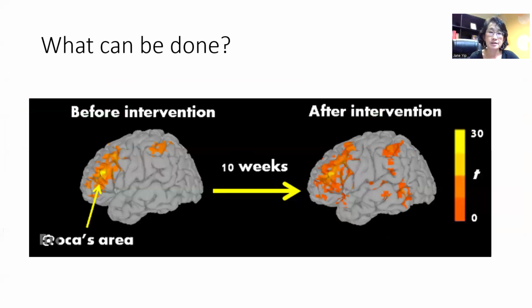So what can be done? Can this situation be improved? And this is, again, a brain imaging image. Before intervention, you can see the Broca area. The Broca area is the speech center, is responsible for speech production. And after intervention, much more area of the brain is active. So the brain is working hard, and you can see more areas of the brain being active, which is good because you are recruiting other centers to help with speech.